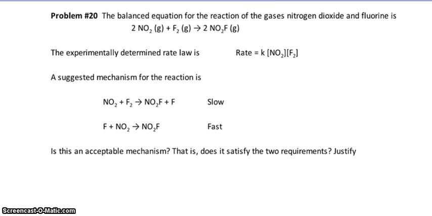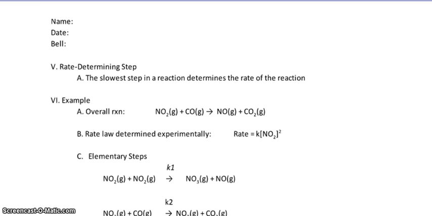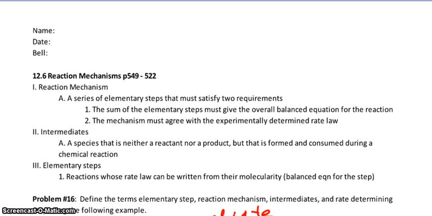All right, it says the balanced equation for the reaction of the gases nitrogen dioxide and fluorine is blah, blah, blah. And here's the experimentally determined rate law. There it is. And here's our suggested mechanism. They said, is this an acceptable mechanism? If so, does it satisfy the 2 requirements? So, all right, what's requirement number 1? If you go back in your notes to the page I was just at, it says a sum, I'm right here, right here. So the sum of the elementary steps, hang on.